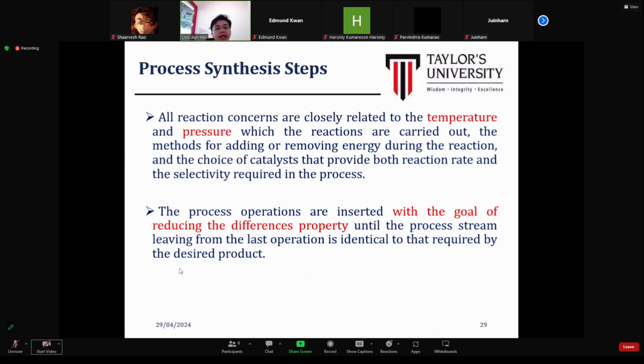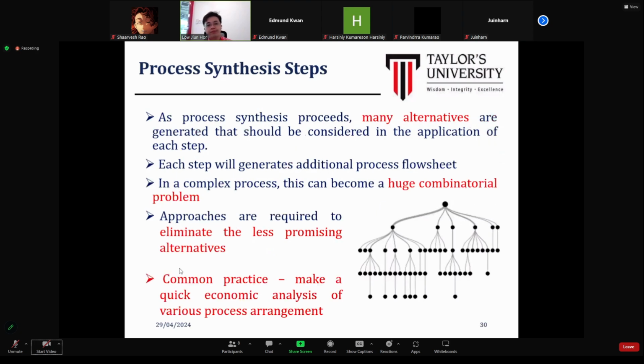As I told you just now, a chemical reaction mainly depends on temperature and pressure. So when we identify the suitable temperature and pressure, if possible, we try to get the optimum operating temperature and pressure as well, to make sure we minimize the production of byproduct and maximize the amount of product that we can produce.